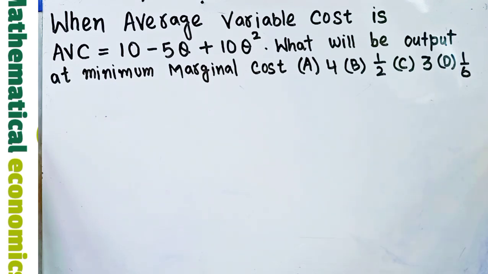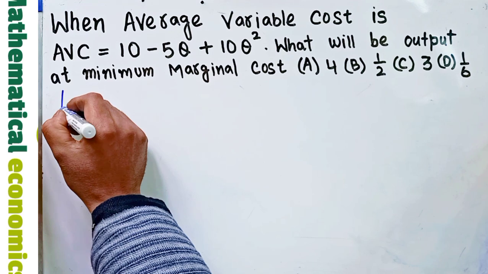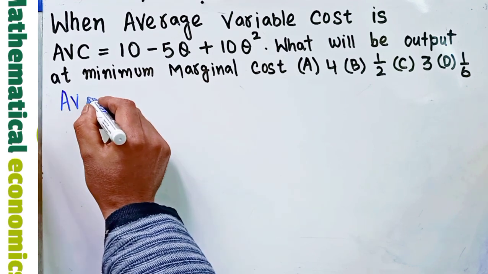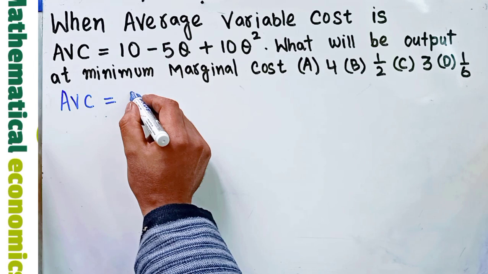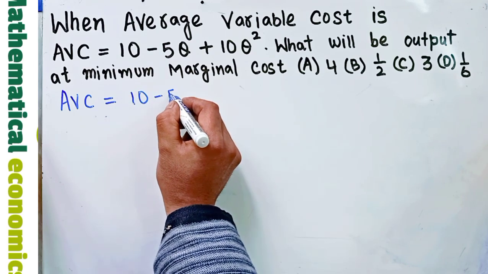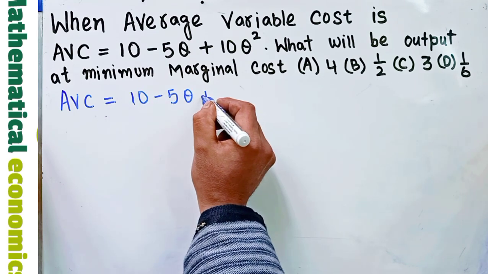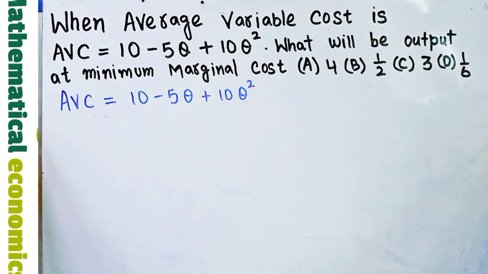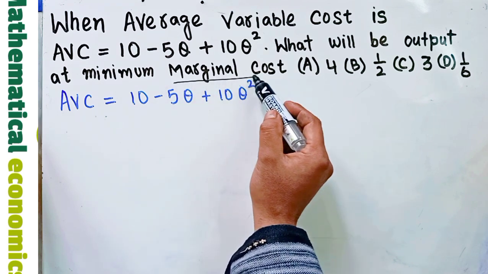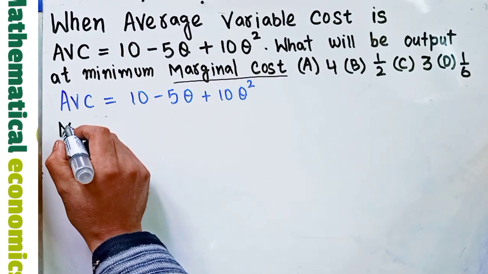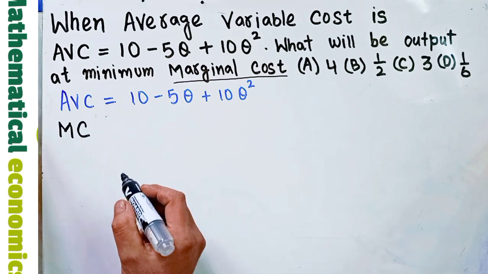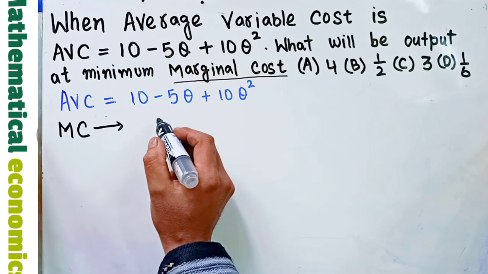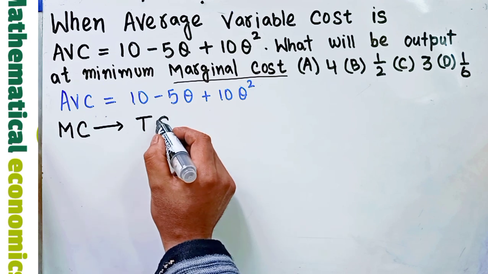Okay. So what are we being given here? We are being given the average variable cost, that is AVC equals 10 minus 5Q plus 10Q square. This is our average variable cost. Now we have to find out the marginal cost first. So we have to find out what will be the marginal cost function. To find out the marginal cost function, first we should know what is the total cost function.